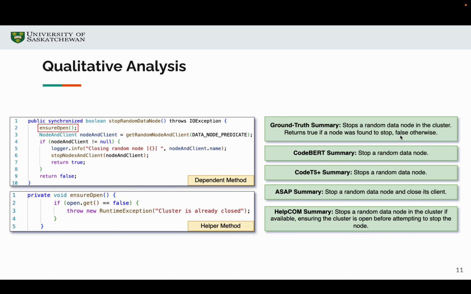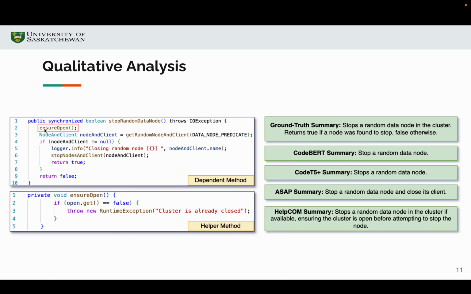or false otherwise. But you can see the existing models, CodeBART, CodeT5 Plus, or ASAP, their summary is kind of short and it's not detailed. Like it just says stops a random data node and close its client. But our HelpCom says it stops the data node in the cluster if available, ensuring the cluster is open.